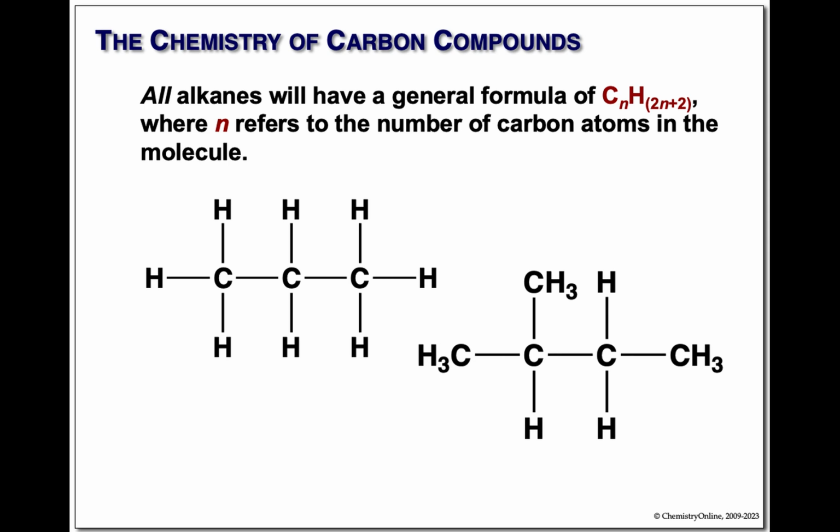If you have an alkane, that's the functional group, it will have a general formula of CnH2n+2, where n is simply the number of carbon atoms. Here we have 3 carbon atoms, so n is 3. That means we should have 8 hydrogens, which we do. Here we have 1, 2, 3, 4, 5 carbons, n is 5. We have 12 hydrogens all around the compound.